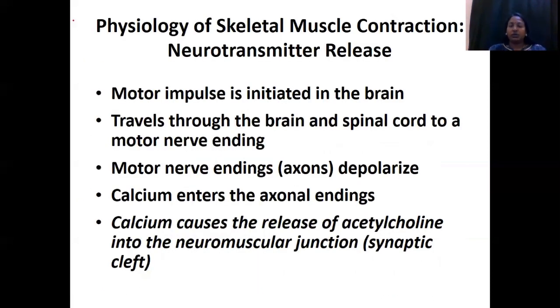When skeletal muscle contraction is happening, it is due to the transmission of nerve impulses that leads to the release of a neurotransmitter. So what physiological things happen when there is a release of a neurotransmitter? A motor impulse is initiated in the brain and travels through the brain and the spinal cord to a motor nerve ending. The motor nerve ending, that is the axon, gets depolarized. Calcium enters the axon endings, and then calcium releases acetylcholine, the neurotransmitter present in the muscle, into the synaptic cleft. These are the physiological things which happen when there is a transmission of nerve impulses and release of the neurotransmitter.